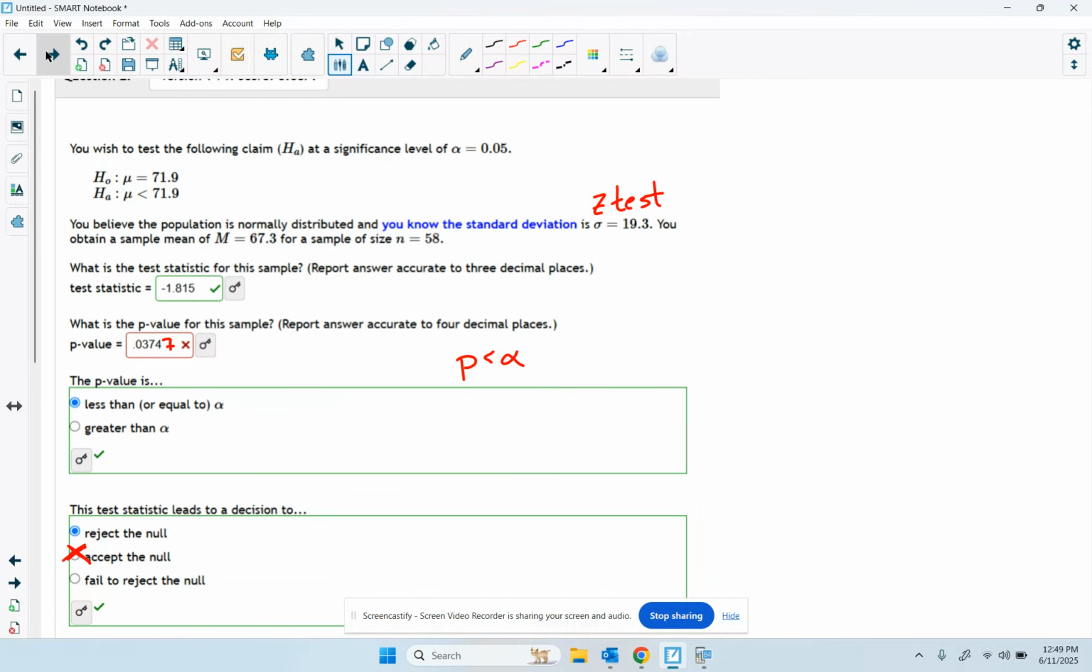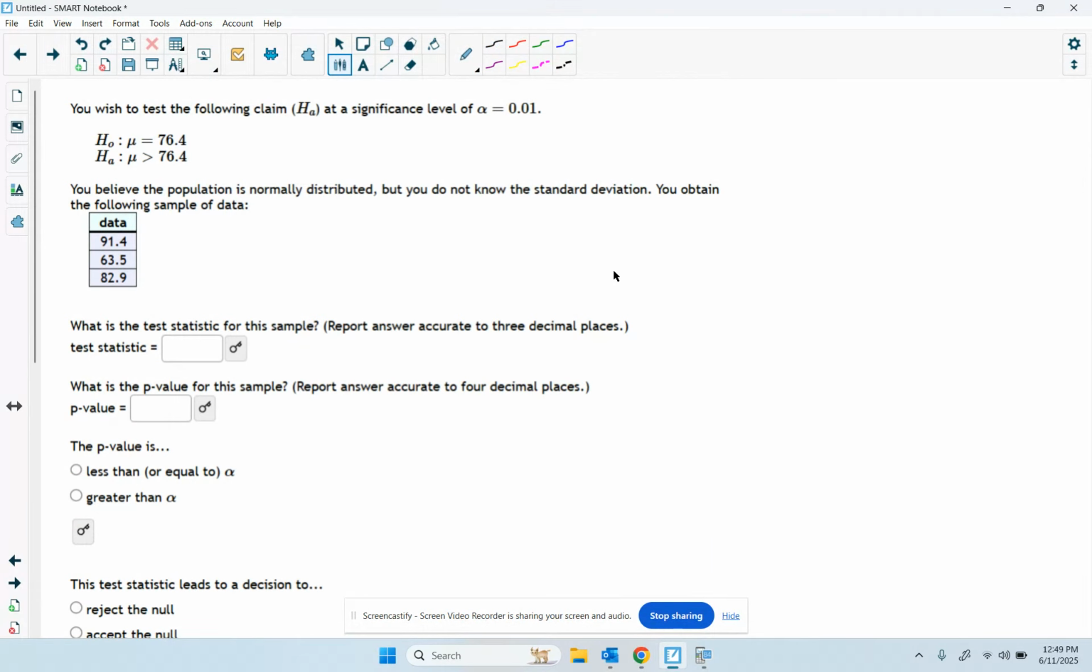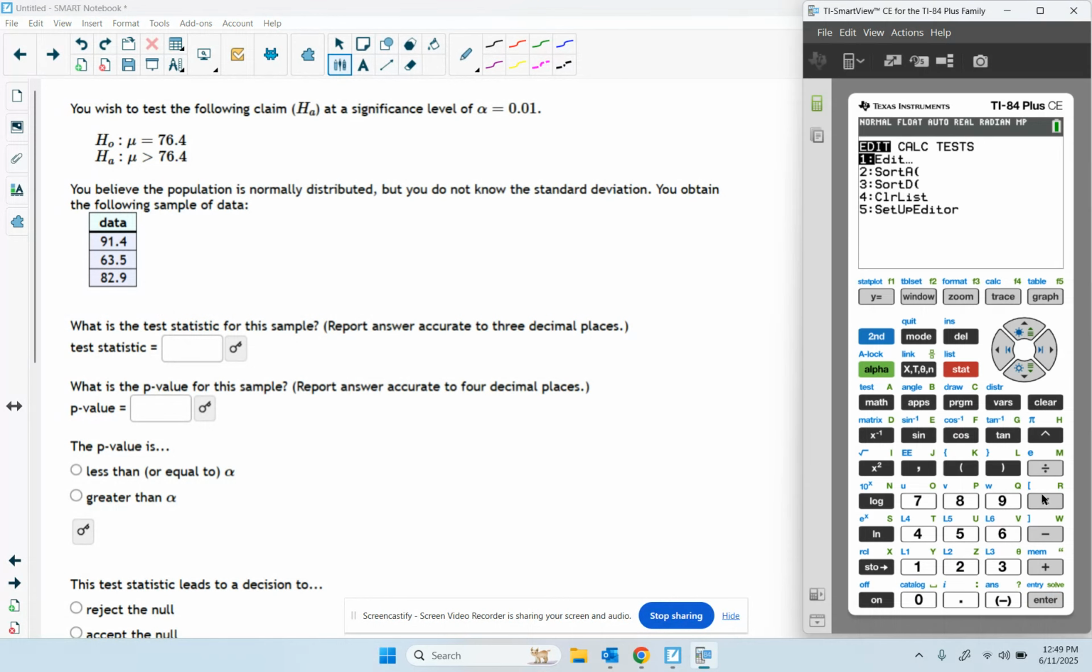So let's look at another example. I think this is number 6. Again, no real context here, but there's some mean that equals 76.4. We're trying to show that it's larger than that. The only difference now is they want us to input data. So I'm going to start by going to my stat list. I'm going to hit stat and then enter. And I'm going to enter these 3 data values into L1, just like that. And then I'm just going to run the test like I normally would.